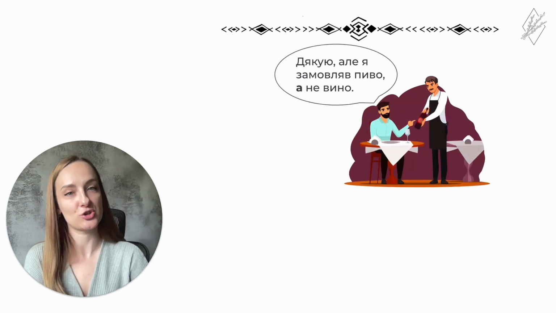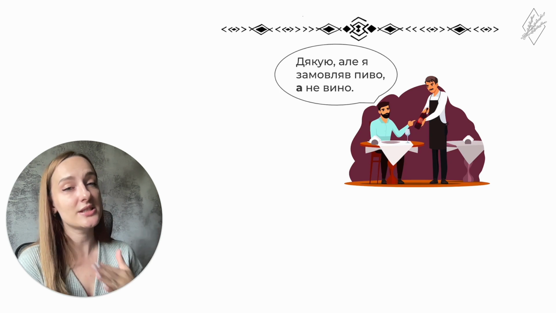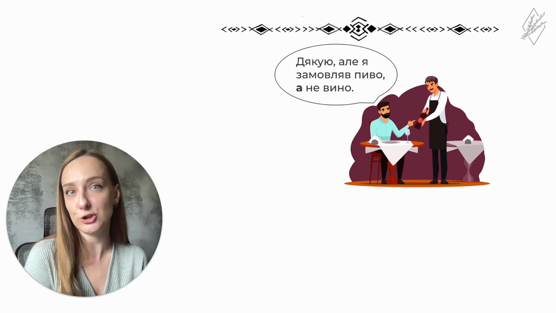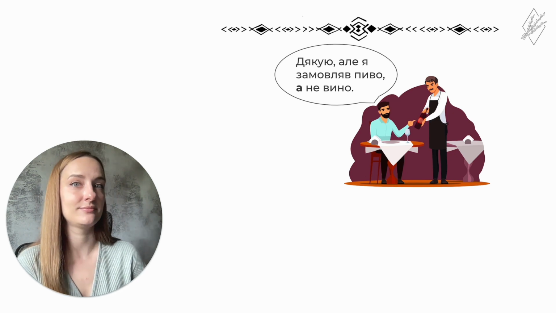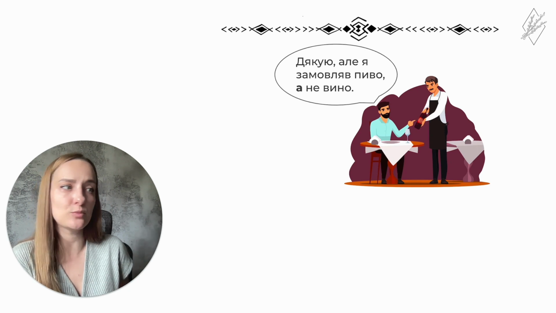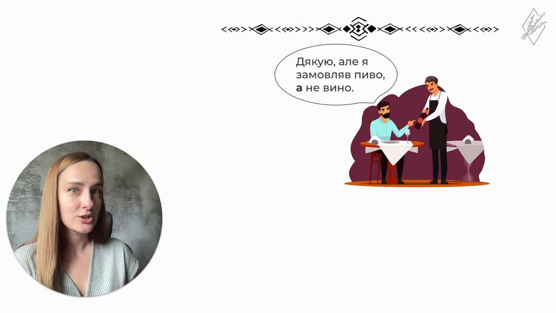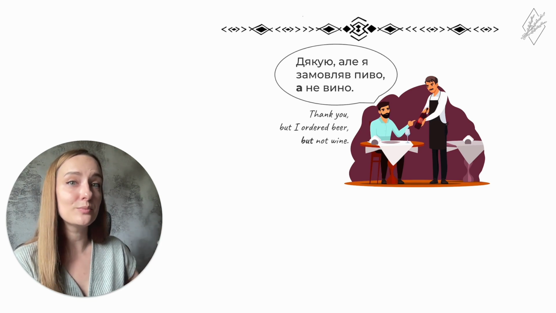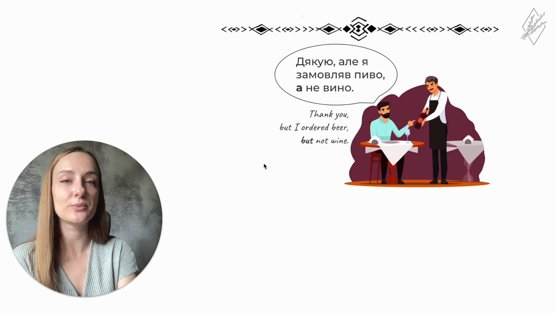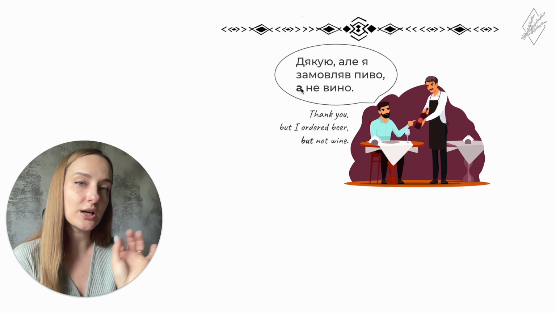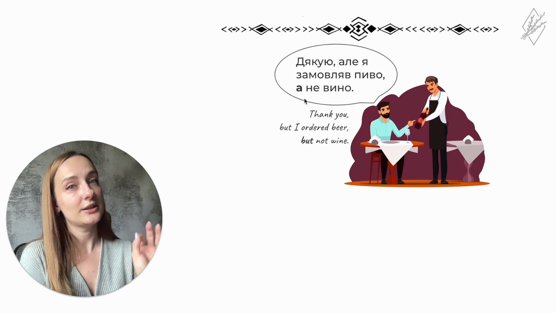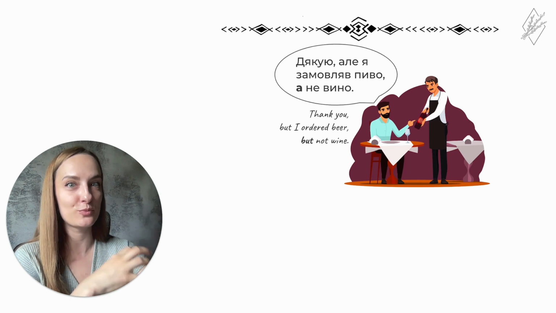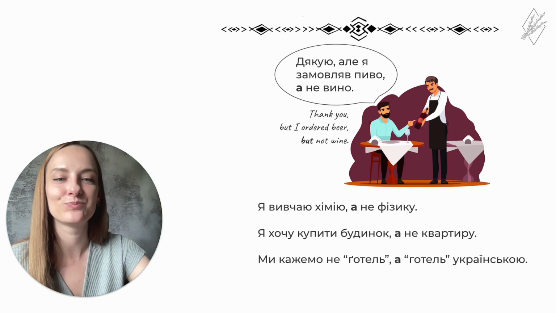Let's take a look at this picture. The man says, "Дякую, але я замовляв пиво, а не вино." What does it mean? Дякую, але я замовляв пиво, а не вино. So the waiter brought him wine, and he says, "Thank you, but I was ordering beer, but not wine." So here we use conjunction а to underline, to highlight that пиво is not wine, yeah? So it's strict, full opposite drinks, not the same.